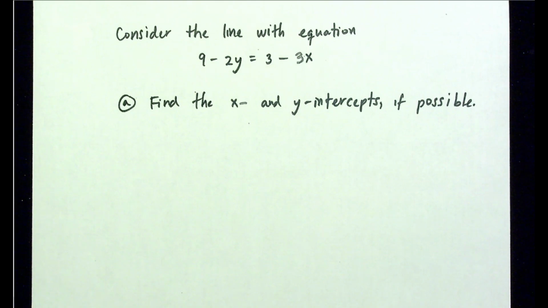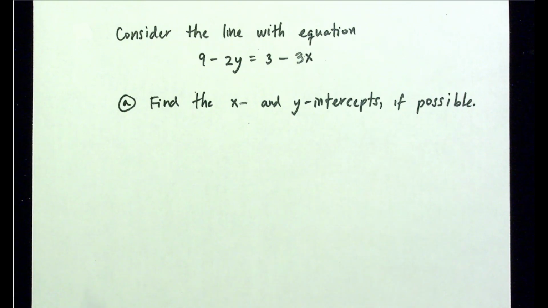Let's review how to graph lines. So this one says, consider the line with equation 9 minus 2y equals 3 minus 3x. First question, or the first step, would be find the x and the y intercepts if possible. So let's find the x and the y intercepts.